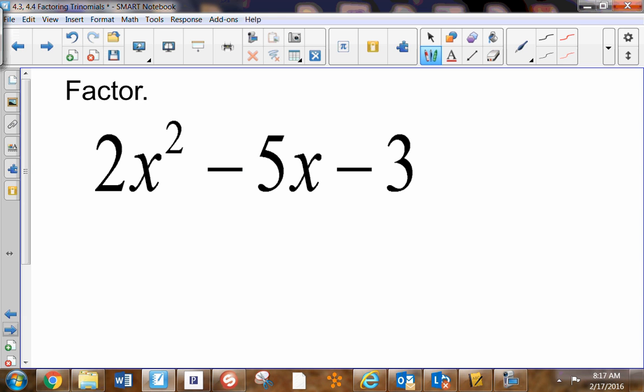Let you do this one here. Factor 2x squared minus 5x minus 3. It has that product of -6, which is one of the hardest. So work on that a second.